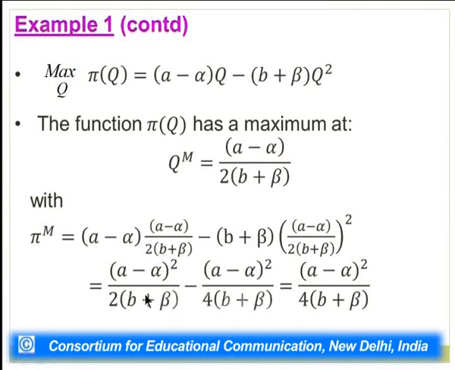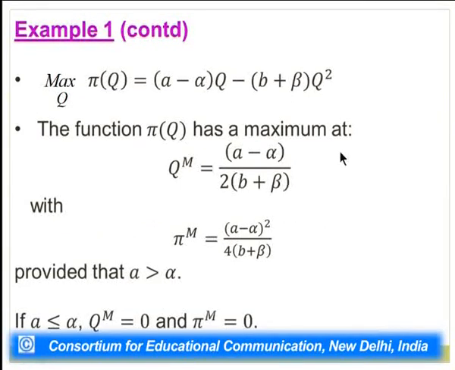And when you simplify this, you're going to get A minus alpha, the whole square, divided by 2 times B plus beta, minus A minus alpha, the whole square. And you can see one of the B plus beta terms will get cancelled here. So in the denominator in the second term, you'll have 4 times B plus beta. Now when you take the common LCM, you'll get 2 times A minus alpha the whole square minus A minus alpha the whole square, and the final result for profits at the optimum would be A minus alpha the whole square divided by 4 times B plus beta.